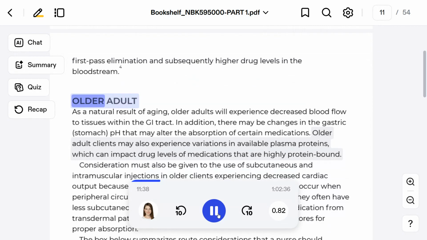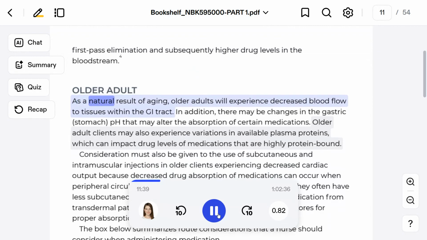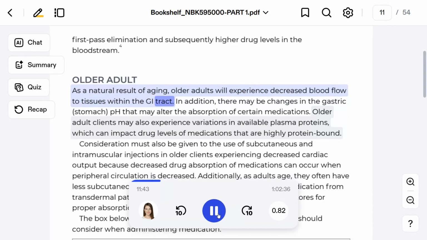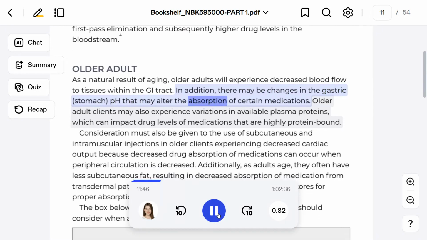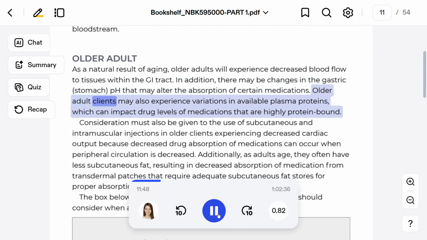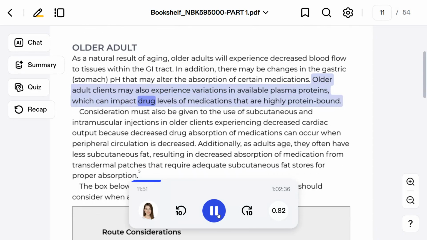Older adult. As a natural result of aging, older adults will experience decreased blood flow to tissues within the GI tract. In addition, there may be changes in the gastric pH that may alter the absorption of certain medications. Older adult clients may also experience variations in available plasma proteins, which can impact drug levels of medications that are highly protein-bound.